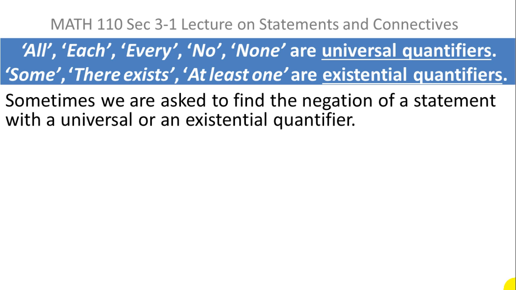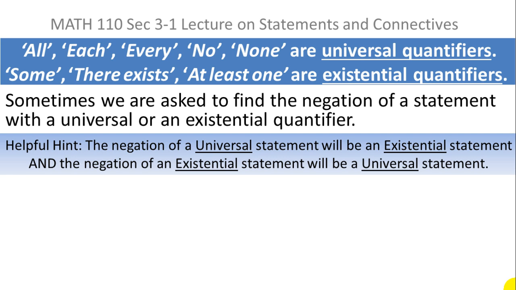So let's actually just try an example. Before we do, I want to mention what I'm calling a helpful hint, and that is if you're negating a statement with a universal quantifier in it, the negation will be an existential statement, and vice versa. If you're negating an existential statement, the negation will be a universal statement. So that sort of helps you get started when you're negating a statement with a quantifier.